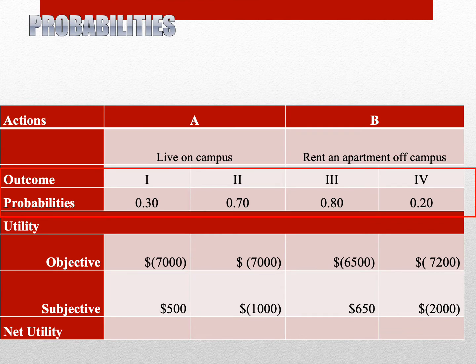Okay, so now we're going to take a look at the probabilities. Outcome 1 has a 30% probability that if he chooses to live on campus, he will have a great dorm. Outcome 2 has a 70% probability that if he chooses to live on campus, he'll be placed in a very bad dorm. Outcome 3 has an 80% chance that if he chooses to live off campus, he will have a great, convenient apartment. And outcome 4 has a 20% chance that if he chooses to live off campus, he will have a horrible, inconvenient apartment with terrible roommates.